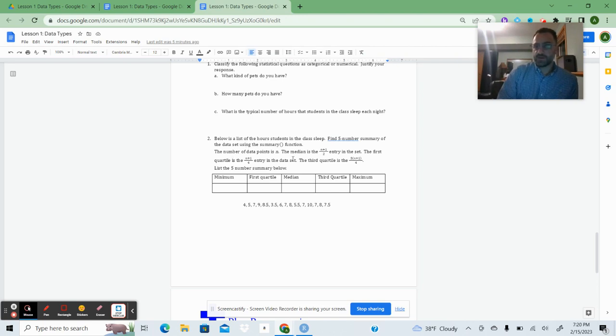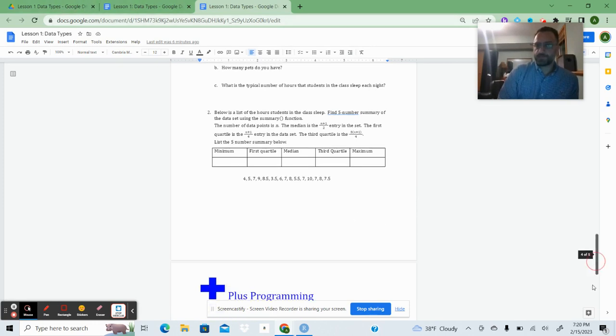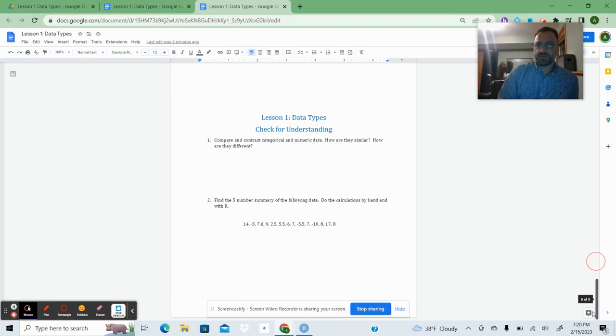And then the first quartile is the (n plus 1) divided by 4 number in the data set, and the third quartile is 3 times (n plus 1) divided by 4 number in the data set. And then you can actually use that by pressing the summary function to find the 5-number summary. And then here is your check for understanding.